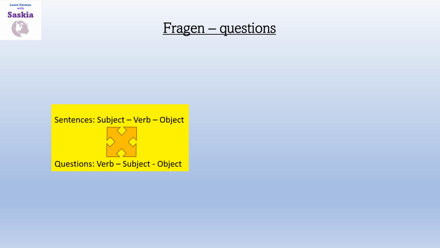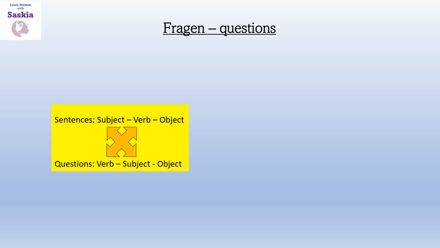For example, the sentence Ich lese das Buch. So I read the book, just like in English. Ich lese das Buch. So we have ich, which is the subject. Then we have lese. So what am I doing? The verb. Ich lese. I am reading or I'm reading. And what's the object? Das Buch. So the book. Ich lese das Buch, just like in English. This is our basic sentence structure that we have.